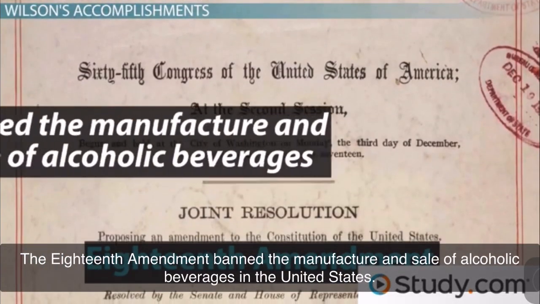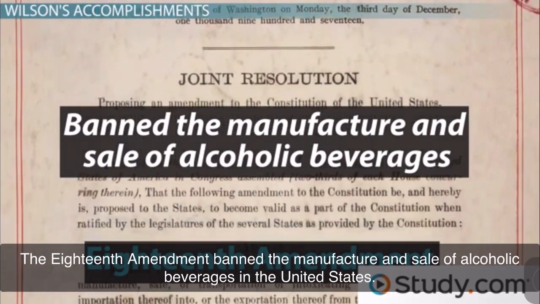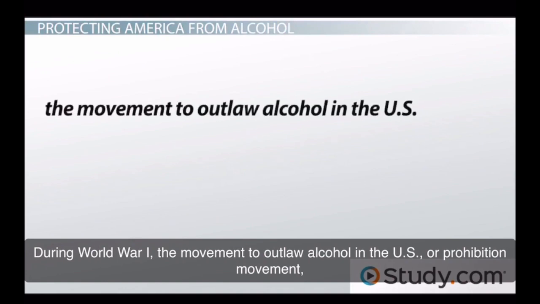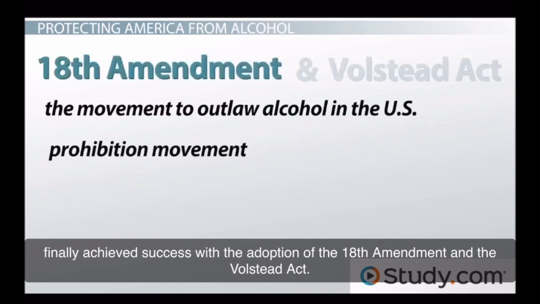The 18th Amendment banned the manufacture and sale of alcoholic beverages in the United States. During World War I, the movement to outlaw alcohol in the U.S., or Prohibition movement, finally achieved success with the adoption of the 18th Amendment and the Volstead Act.